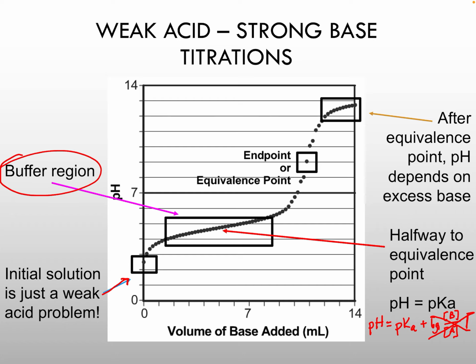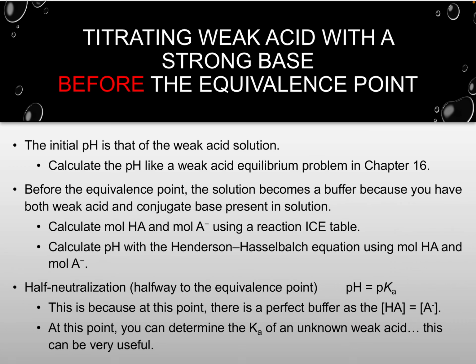So that's really useful. You need to know how to do the equivalence point calculation here. We're going to go through an example of that because it's a little bit interesting when you first go through it. And then after the equivalence point, your pH will depend on the excess base that you've added. This is going to be just the same as we did with the strong acid, strong base calculations. You'll figure out how much extra hydroxide you've added, divide that by the total new volume, figure out your concentration of hydroxide, and determine the pH from there.